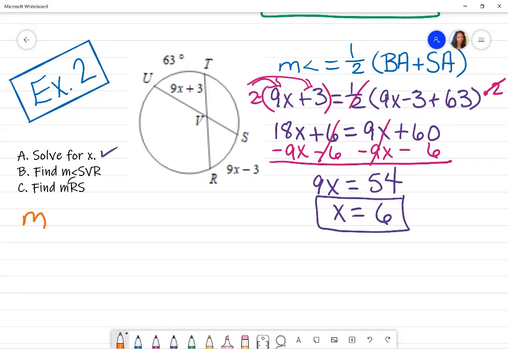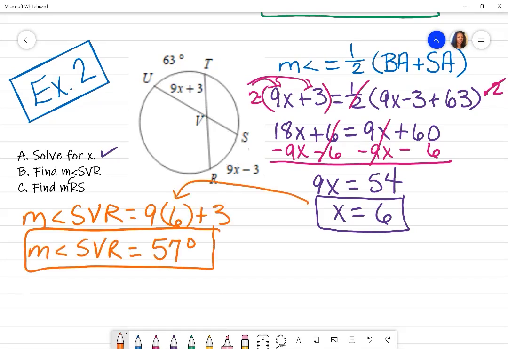I want to find the measure of angle SVR. Well, I don't see anything there. Well, yes, actually I do, because this is a vertical angle, which means that it's set equal to the angle that's across from it. So the angle across from it is shown as 9x plus 3. Substitute in for x as 6, which is 57 degrees. And now we will go on to the next one.